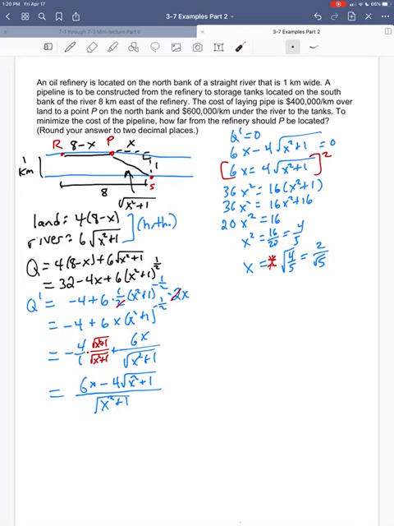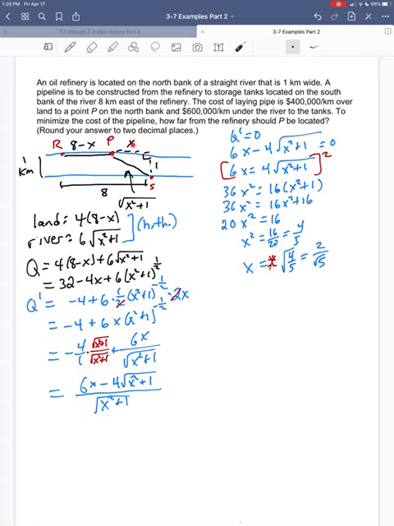One thing about this problem that's a little bit different from some other problems is this problem has a definite restriction on the domain of x. X here is this value for this length. The smallest x could be would be 0. That would mean that the pipeline would come all the way across directly opposite the storage tanks and then perpendicularly across the river. But that's the lowest possible value for x.